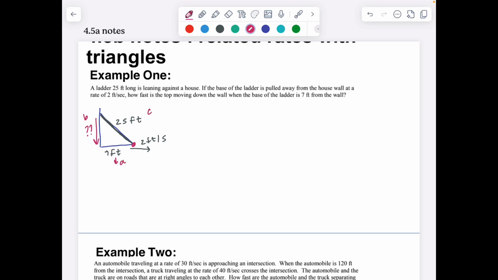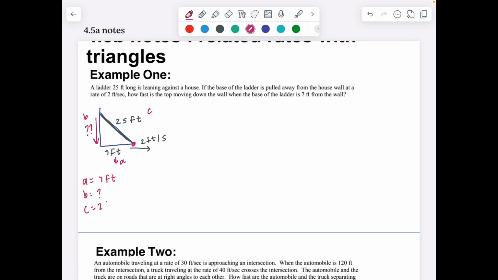The things I know: at the time that I am trying to figure out how fast the top is moving down the wall, the base of the ladder is 7 feet from the wall. So A equals 7 feet. B, I currently don't know what that is right now. C is this right here, the ladder, and the ladder is always going to be 25 feet. That's not going to change.